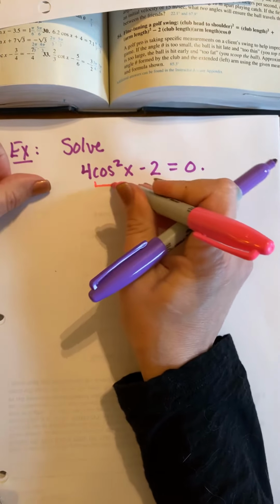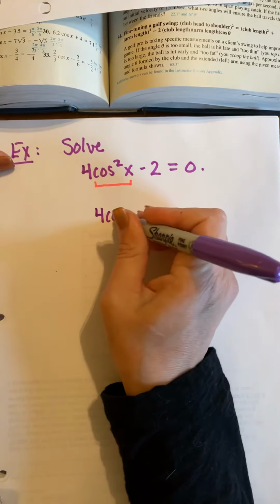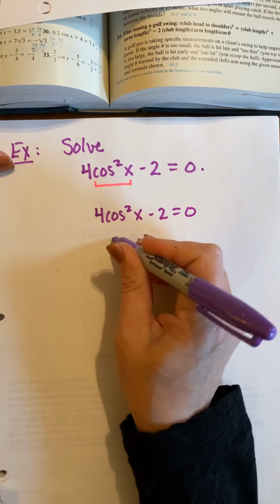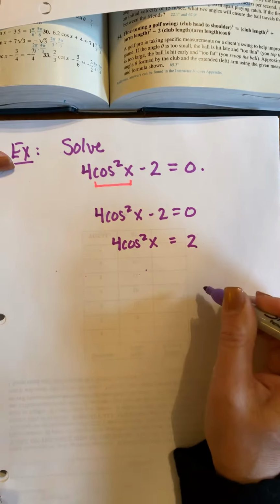What we're going to do is isolate the term, or isolate this piece right here. So we start with 4 cosine squared minus 2 equals 0. And then we add the 2 to both sides to get the cosine squared by itself.